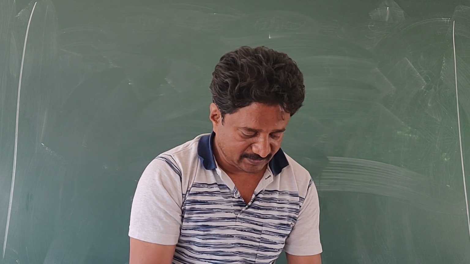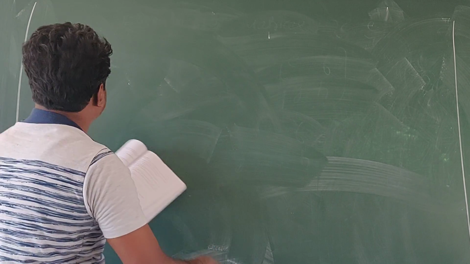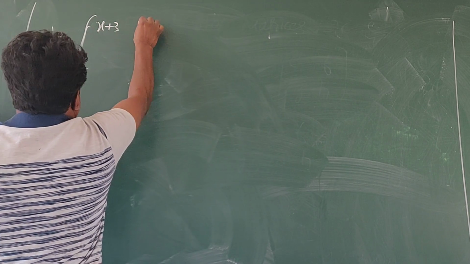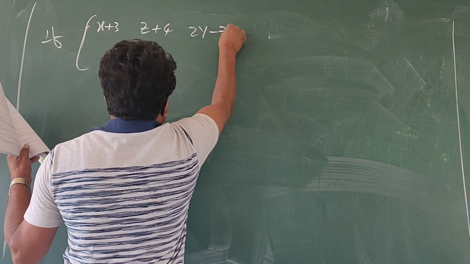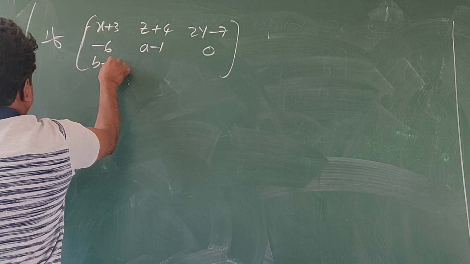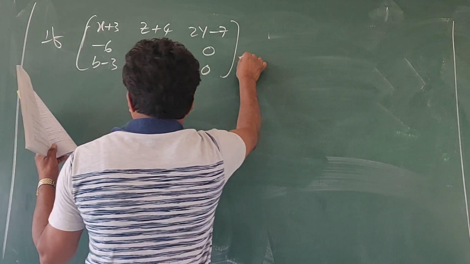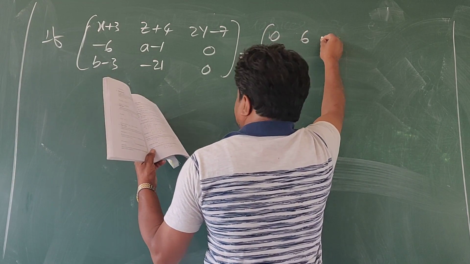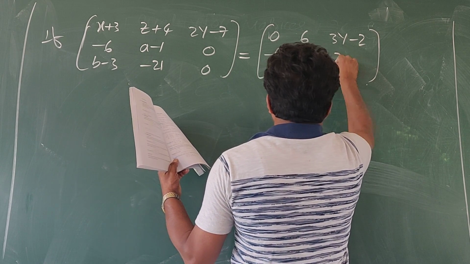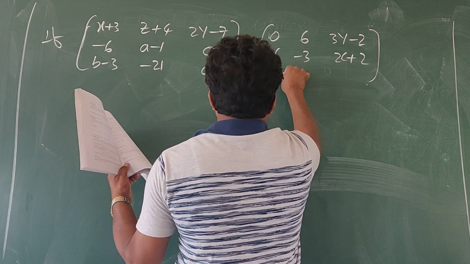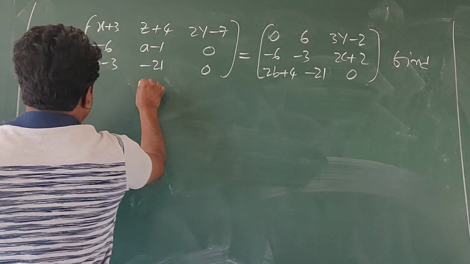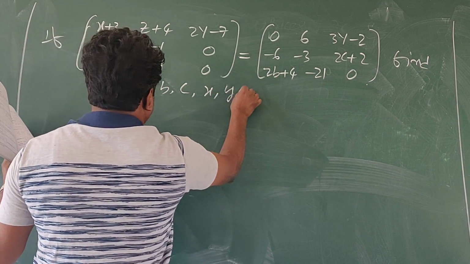Find, if [x plus 3, z plus 4, 2y minus 7; minus 6, a minus 1, 0; b minus 3, minus 21, 0] is equal to [0, 6, 3y minus 2; minus 6, minus 3, 2c plus 2; 2b plus 4, minus 21, 0]. Find a, b, c, x, y and z.